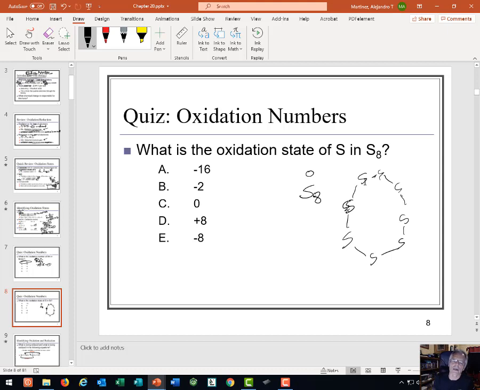Remember, it's only going to be typically that elements in compounds have oxidation states that are more than 0 or less than 0, different from 0. So this is an element in its elemental form, and so sulfur's oxidation state is 0. And so we would list C as our answer here.